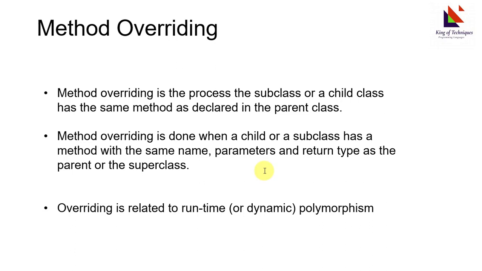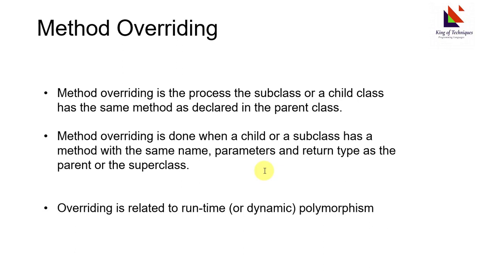Method overriding is done when a child or a subclass has a method with the same name, parameters and return type as the parent or the superclass. Then the function overrides the function in the superclass. In simpler terms, if the subclass provides its own definition to a method already present in the superclass, the function in the base class is said to be overridden.